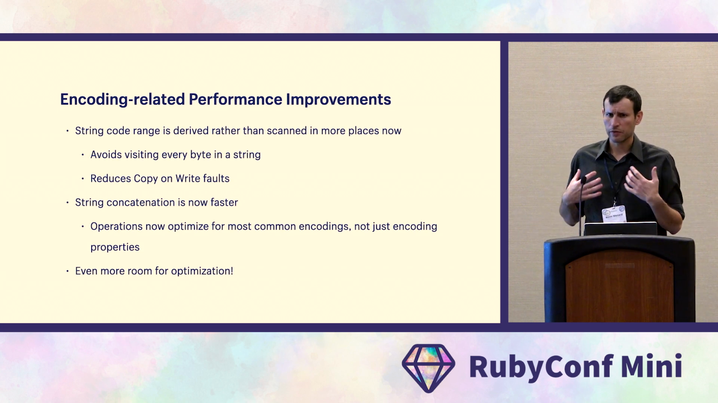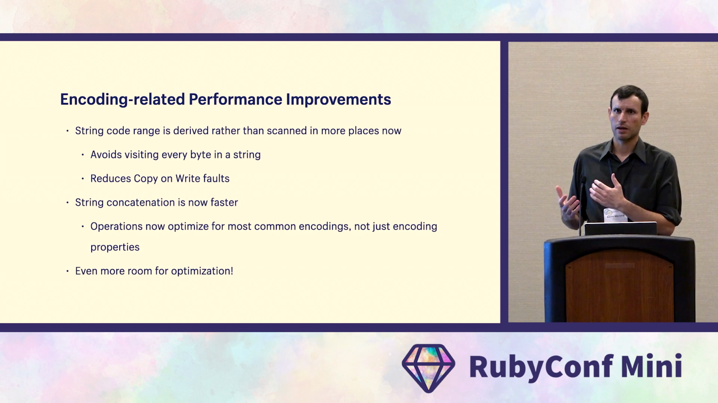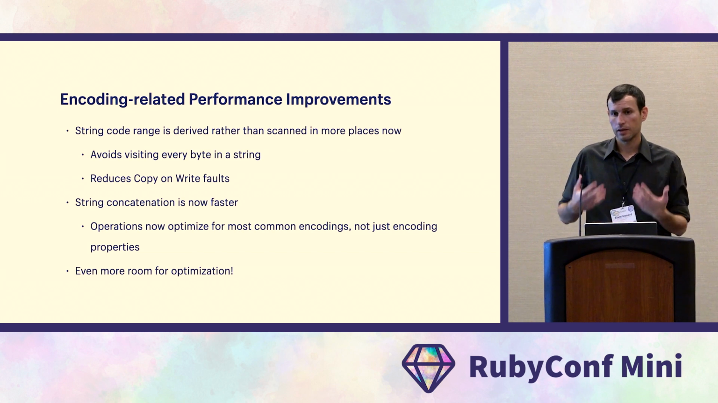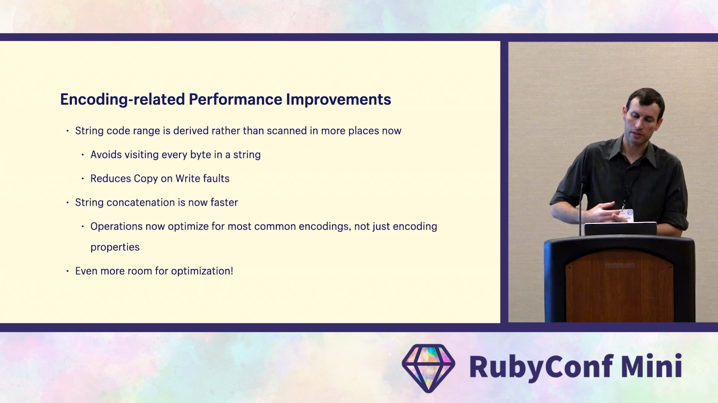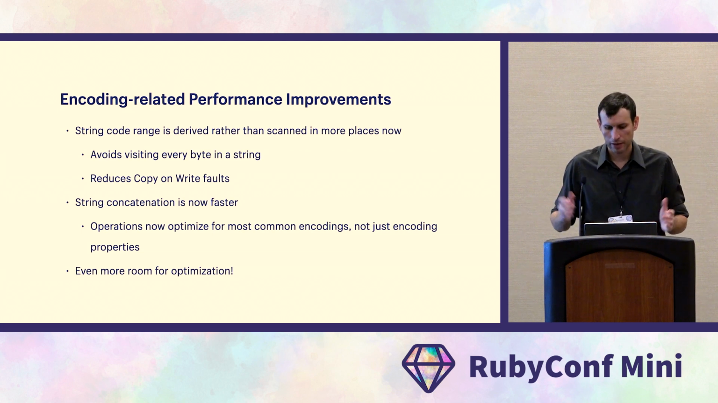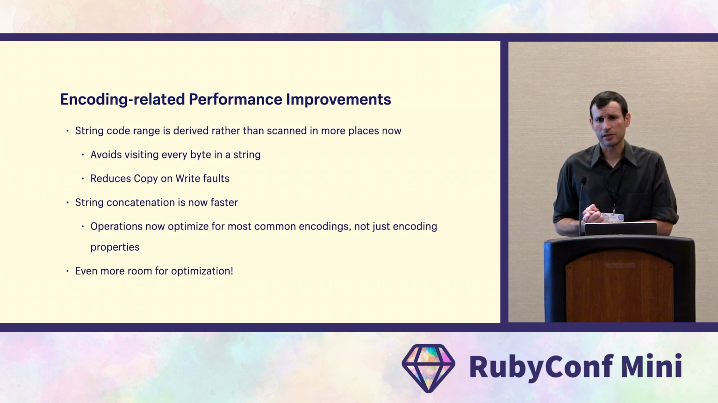This also has benefits for copy on write because the code range value is lazily computed, and a lot of operations will actually populate it. So if you fork and then you have to scan that string, you'll basically trigger a metadata write and have to have a fault. And then string concatenation is now faster.